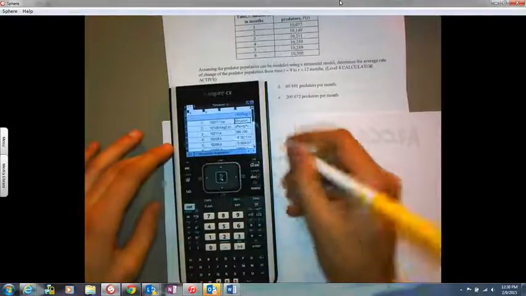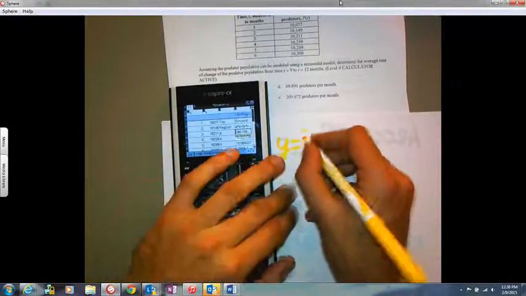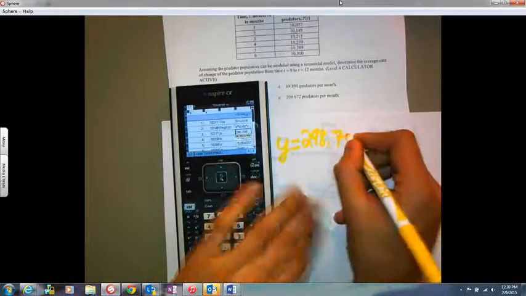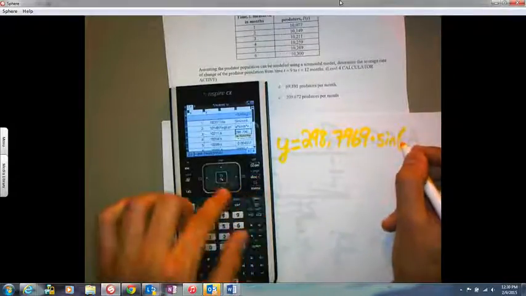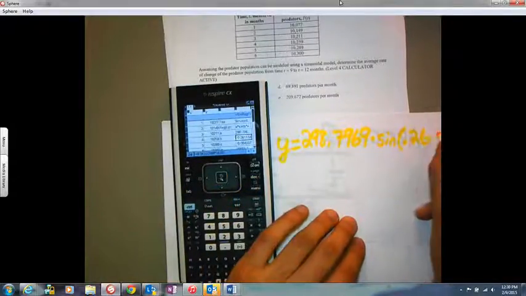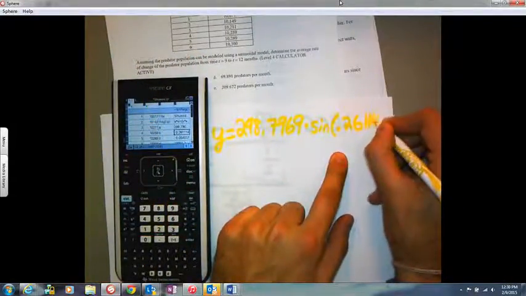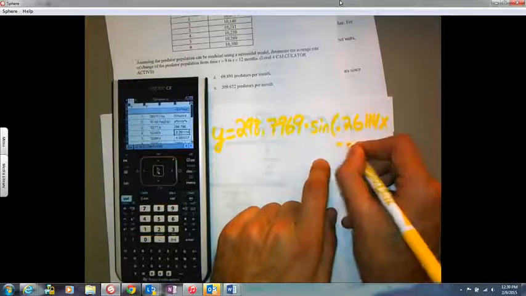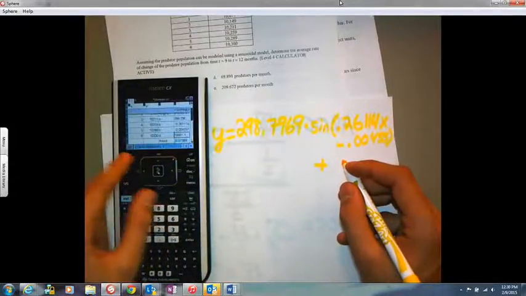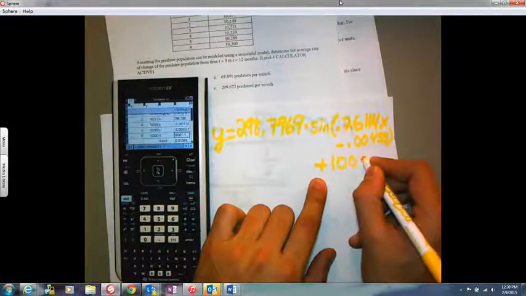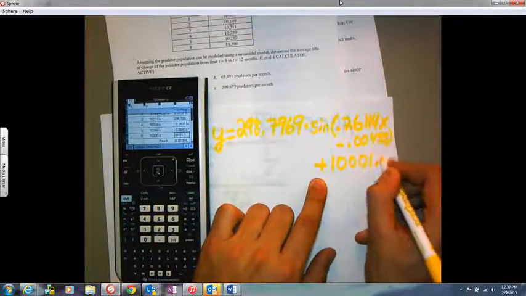So let's write our equation that we get. Y equals 298.7969 times sine of B, 0.26114 x minus 0.00455, plus, what's the D value? 10001.1. Remember, you can always look down here in the purple area to get the full value, 0.165.